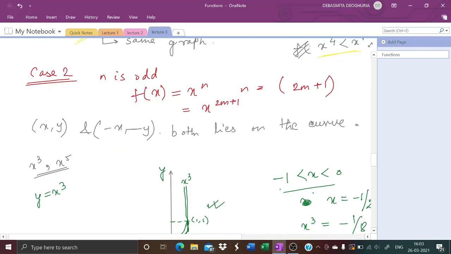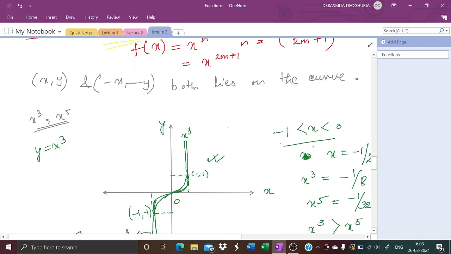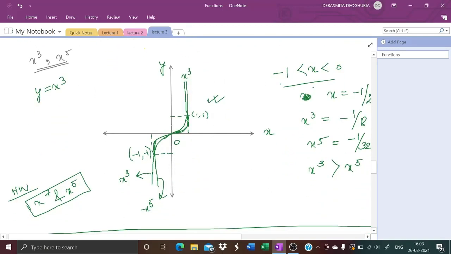Now, case 2. Case 2 is if n is odd. If n is odd, you can understand very clearly that if I put negative values of x, then my y won't be positive, because n is odd. At that time, y would also be negative, because a negative number raised to an odd power is negative. So this graph would be symmetric about the origin. Over here also we will plot two graphs: x to the power 3 and x to the power 5.